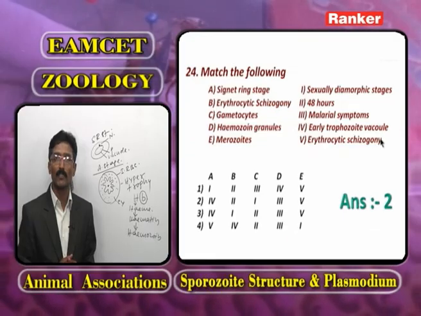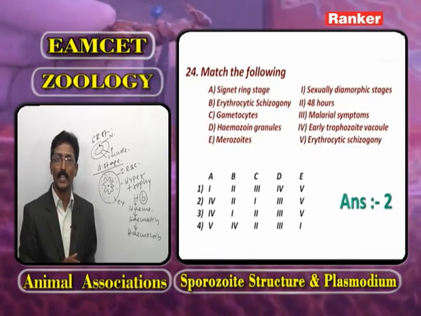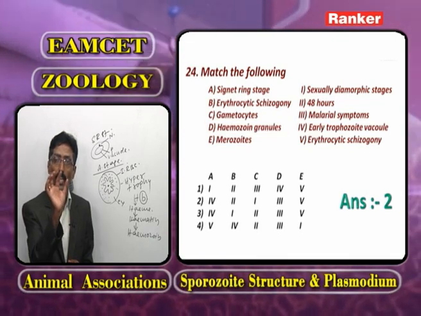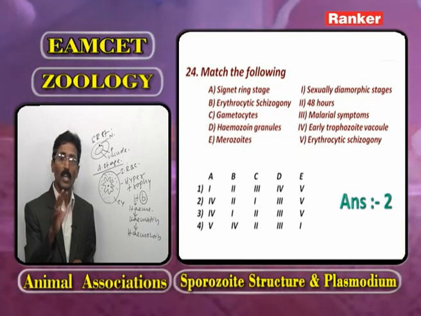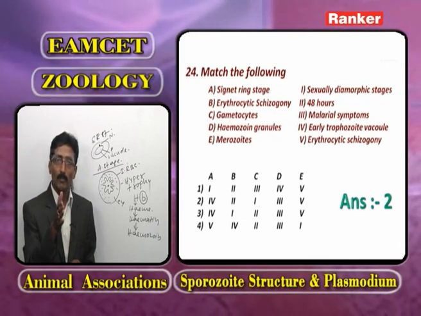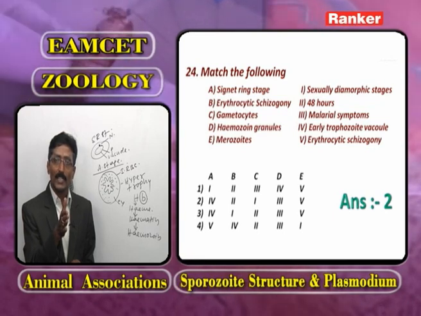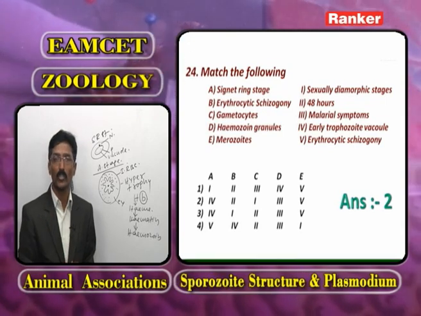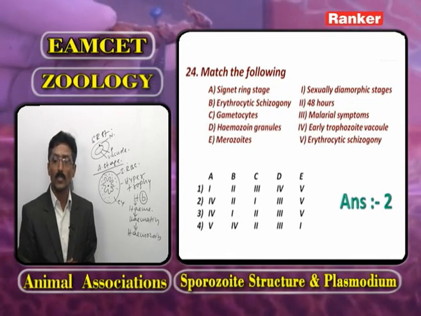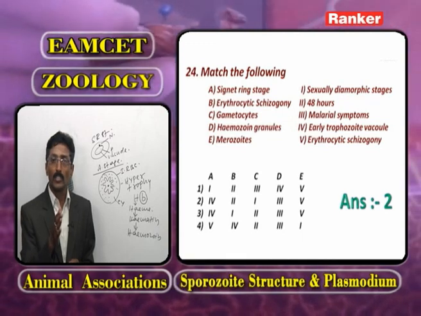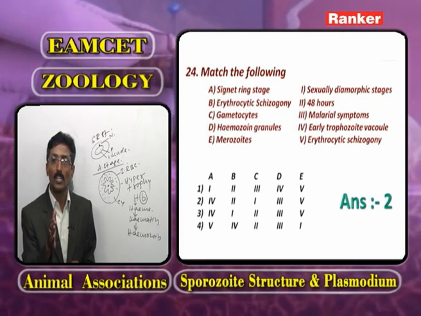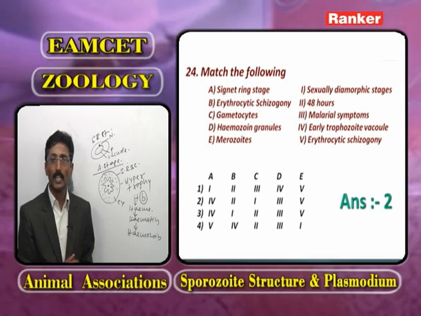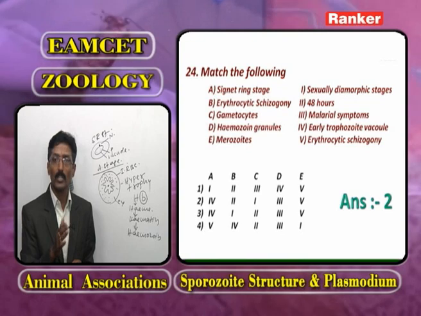Now based on this information, as we observe the signet ring stage, in the parasite body a vacuole is present, but it has no contraction and relaxation. Because of the presence of the vacuole, the signet ring stage is also called early trophozoite vacuole. Now, what about the erythrocytic schizogony? Erythrocytic schizogony is also called Golgi cycle. Golgi cycle completes in 2 days, that means 48 hours.